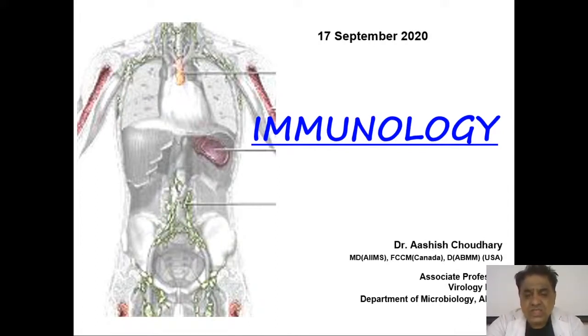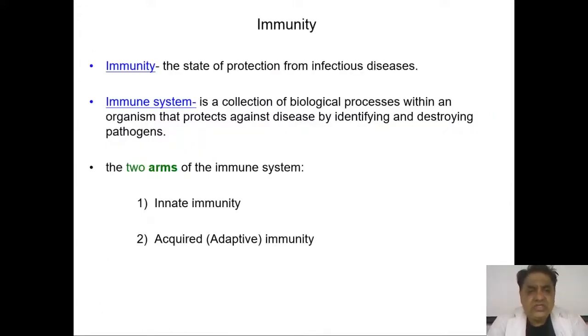So immunology is, what is immunity? Immunity is a state of protection from infectious diseases, basically. And the immune system is a collection of biological processes within an organism that protects us against disease by identifying and destroying pathogens. In fact, the immune system has evolved with evolution of life. And every living creature has some form of primitive or highly evolved immune system in itself to protect itself from other invaders or parasites or other pathogens which may have the capacity to infect that particular organism. In general, the two arms of the immune system are the innate immunity and the acquired or the adaptive immunity, right? So these are basics which you already know.